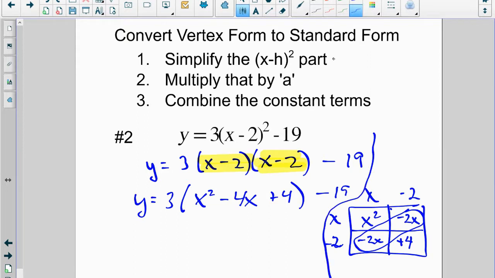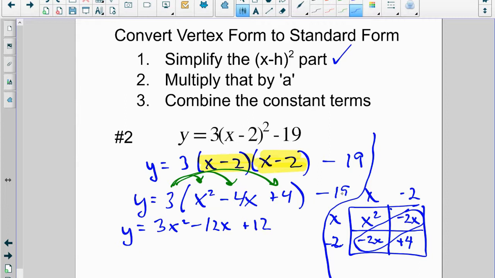All right, so that's step 1, simplifying that part. Step 2 is multiply by a. So now I want to take this 3 and distribute it to all 3 terms, all 3 parts of that quadratic. And when I do that, I'm going to get y equals 3 times x squared is 3x squared. 3 times negative 4x is negative 12x. And 3 times 4 is positive 12.